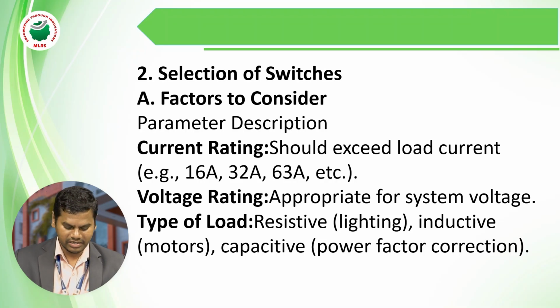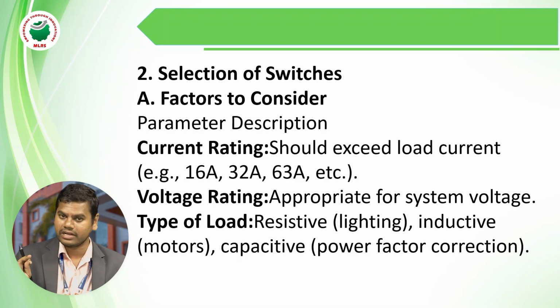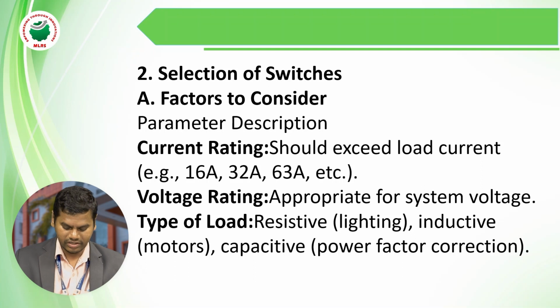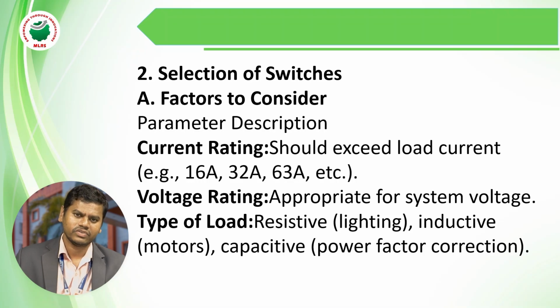So here, parameter description: the current rating should exceed the load current. For example, 16 amps, 32 amps, or 63 amps, etc. So that is the main thing, current rating. Next, voltage rating. The voltage rating should be appropriate for the system voltage, single phase or three phase: single phase 230 volts and three phase 415 volts. So that is voltage rating.